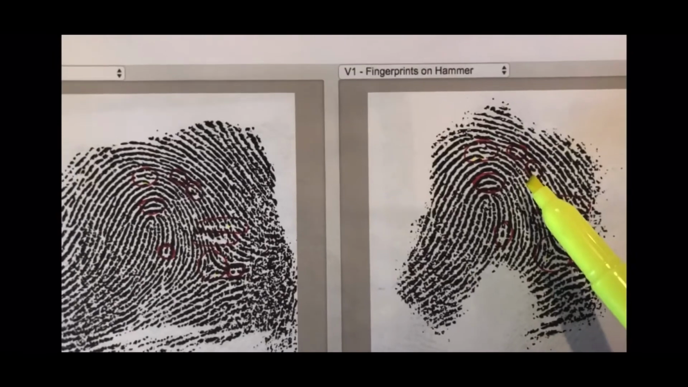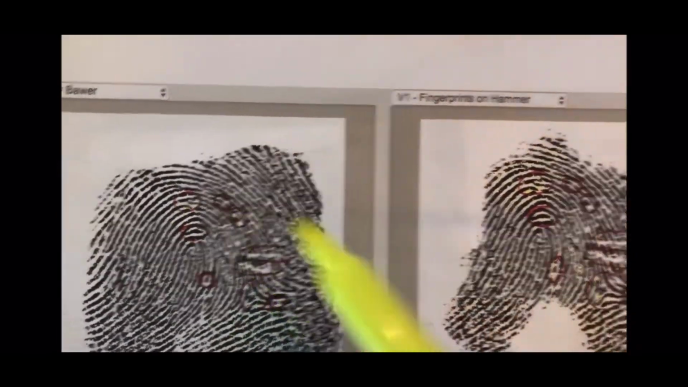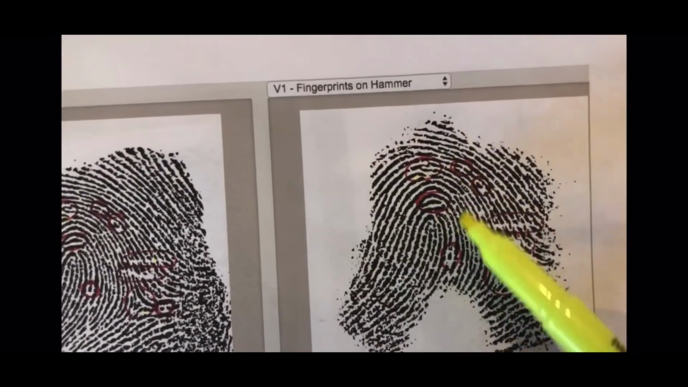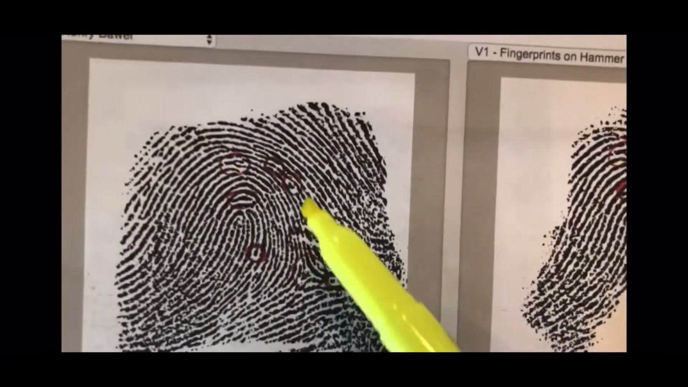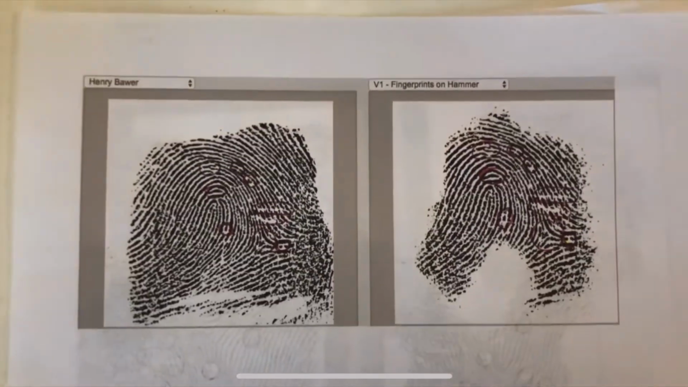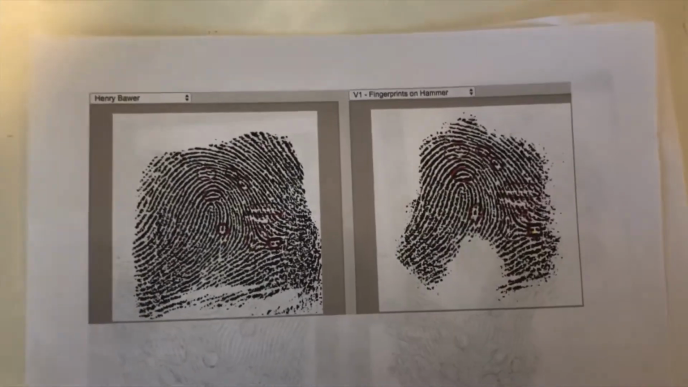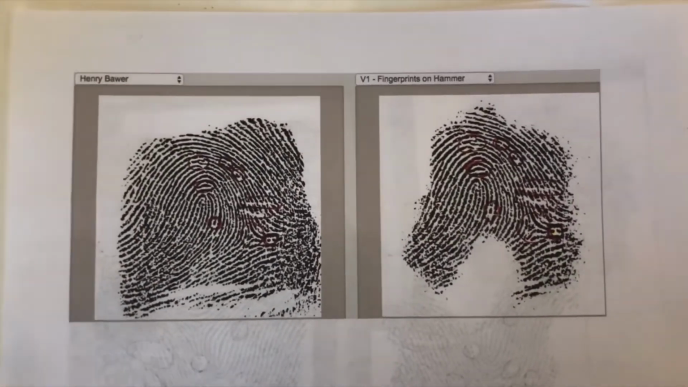To the right of that is a ridge ending. Boom, right there. To the right, ridge ending. And right below that is a kidney bean looking dot. And right below that, again, a kidney bean looking dot. So you can say that Henry Bauer's left index finger is comparable to the fingerprint found on the hammer.